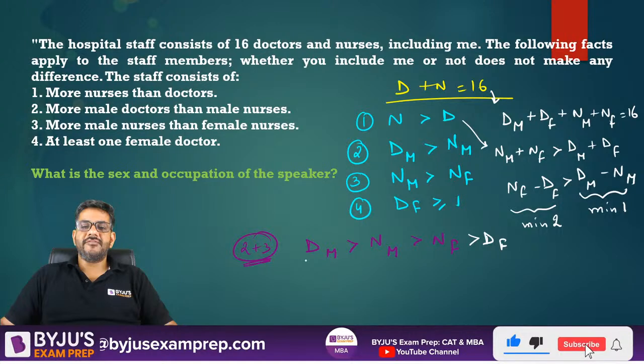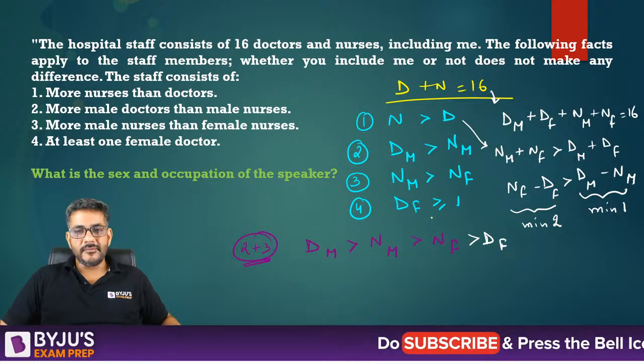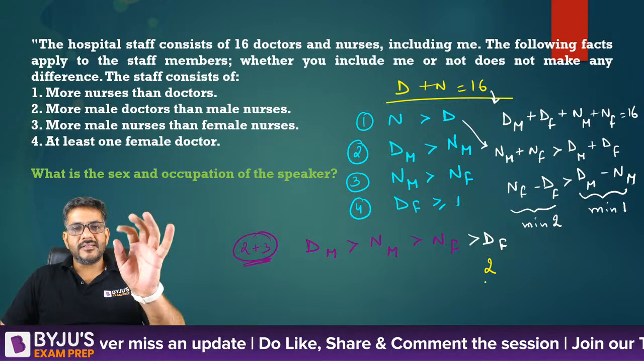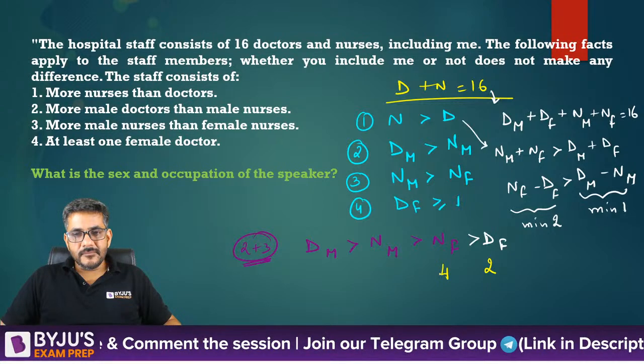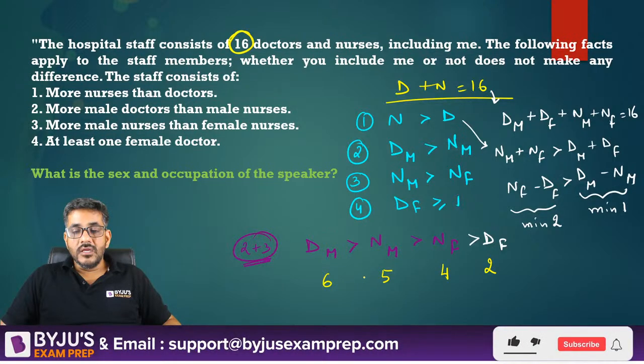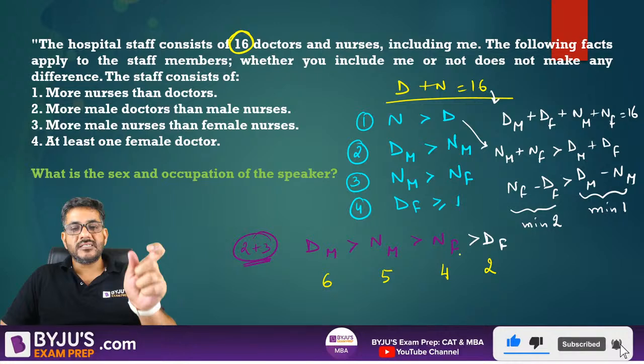First of all, he says DF is greater than or equal to 1. And NF minus DF is minimum 2. DF, even if I take it as 2, let us say I am taking it as 2, greater than 1. So NF would be at least 4, NM would be at least 5 because it is greater than this, and DM would be at least 6. Okay, and that makes the total as 6 plus 5, 11 plus 4, 15 plus 2, 17. We have only 16 people here. So by taking DF as 2, I am getting minimum number of doctors plus nurses equal to 17.